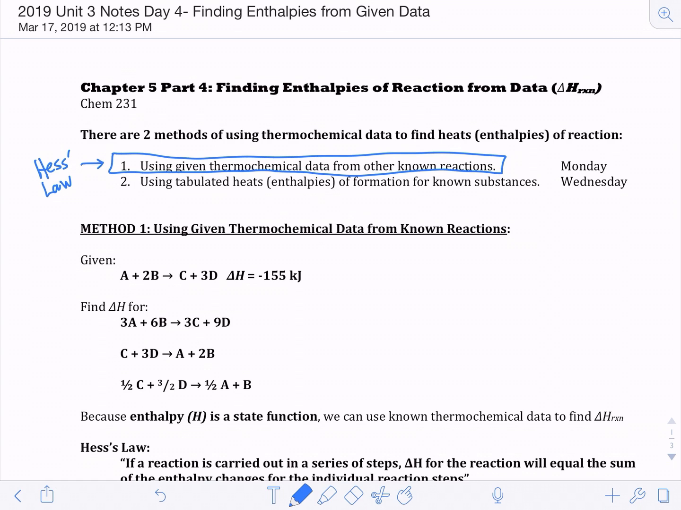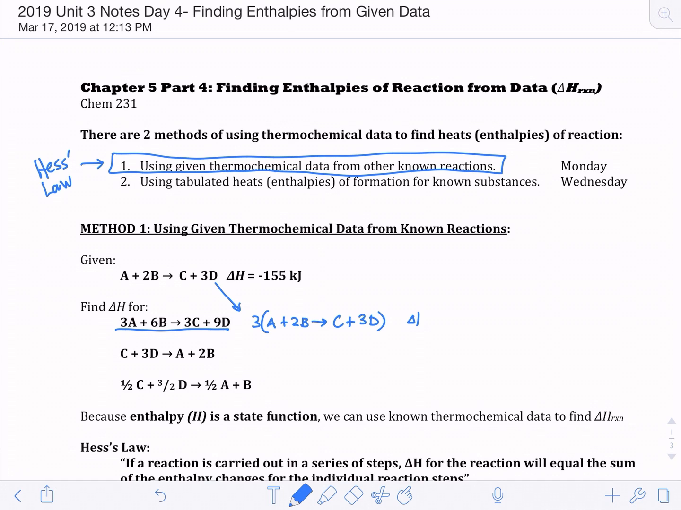If we are given a fake reaction, you see this fake reaction here, A plus 2B goes to C plus 3D with a delta H. Given that fake reaction, it says find delta H for these things. So let's figure out what we're doing to that first reaction to get the resulting one. The first one says 3A plus 6B goes to 3C plus 9D. What did I do to this given reaction? Well, I multiplied it by 3 to get that, because if we took out the 3, we get our original reaction.